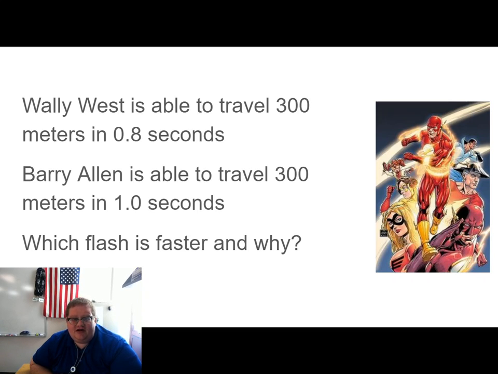You can travel a very far distance, but if you're going slow, it's going to take you a long time to cover that distance. Whereas if you're traveling fast, you're going to cover that distance in a much shorter amount of time.